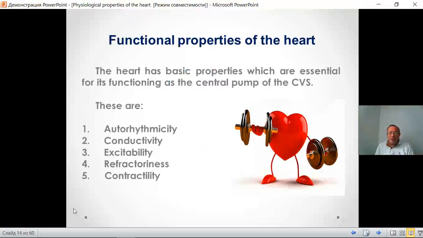Functional properties of the heart. The heart has basic properties which are essential for its functioning as the central pump of the cardiovascular system. They are autorhythmicity, conductivity, excitability, refractoriness, and contractility.